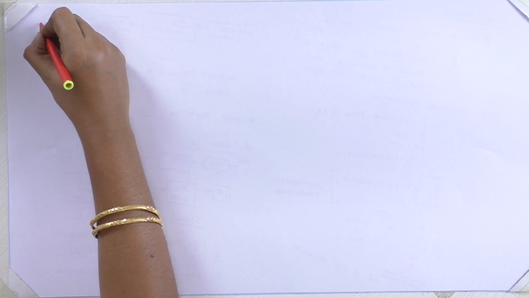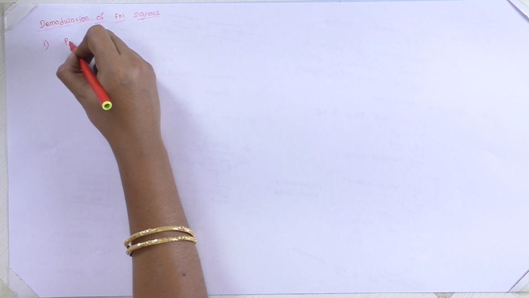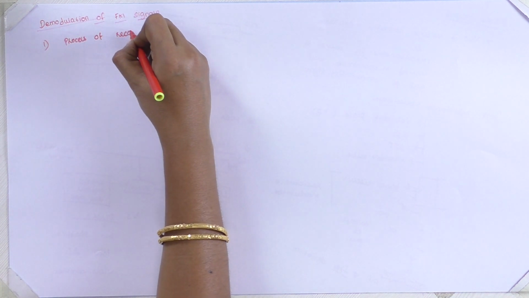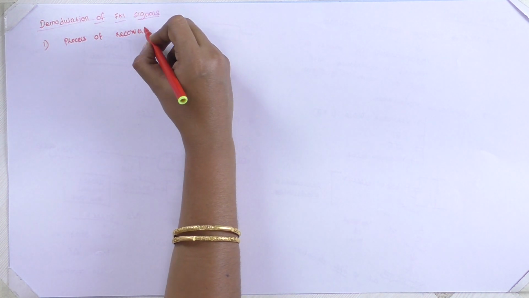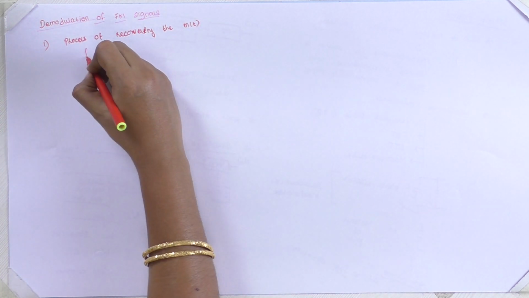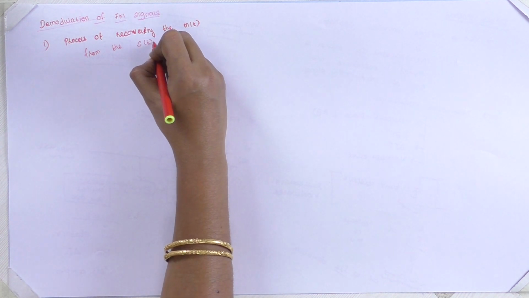Demodulation of FM signals. What is demodulation? Demodulation is the process of recovering our original message signal from the modulated signal. Recovering the message signal, m of t, from the modulated signal. Our modulated signal is s of t.